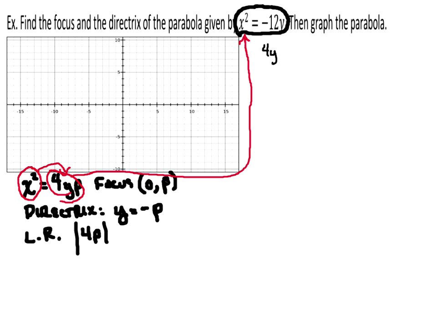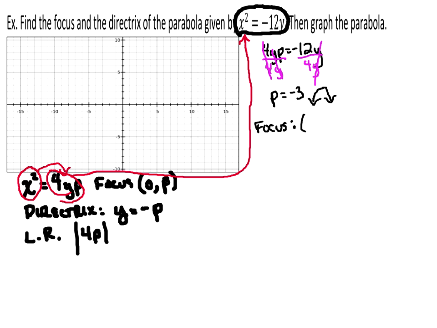So I have 4yp is equal to negative 12y. So I'm trying to solve for p. So I need to divide off 4y from both sides. And I end up with p is equal to negative 3. So since your p is negative, this is going to open downward. All right.